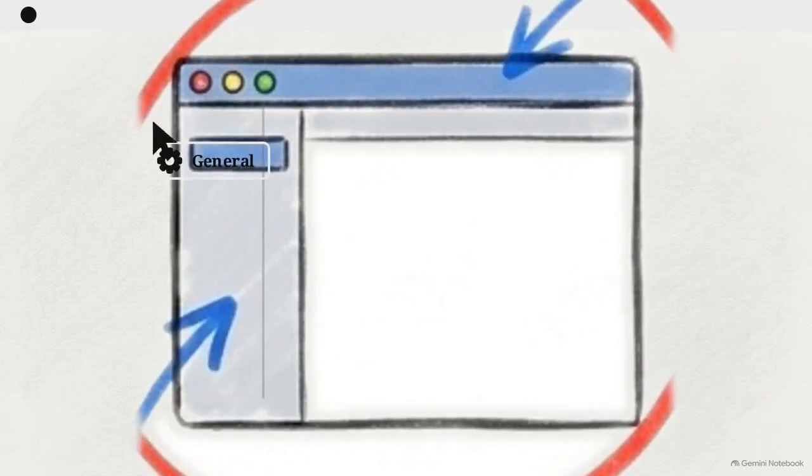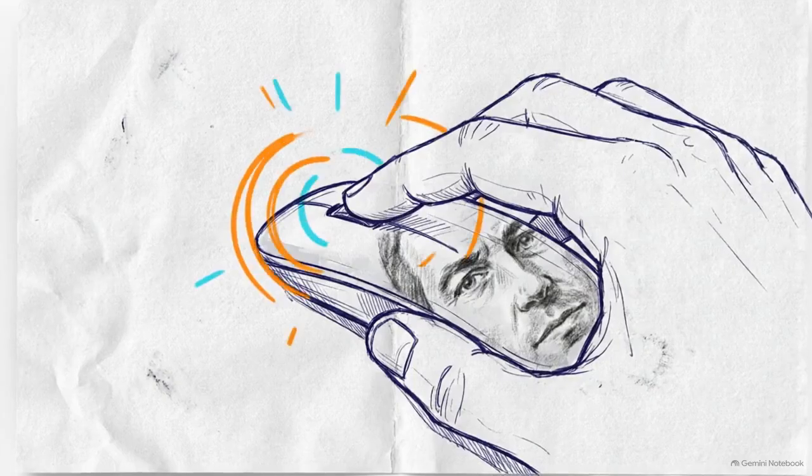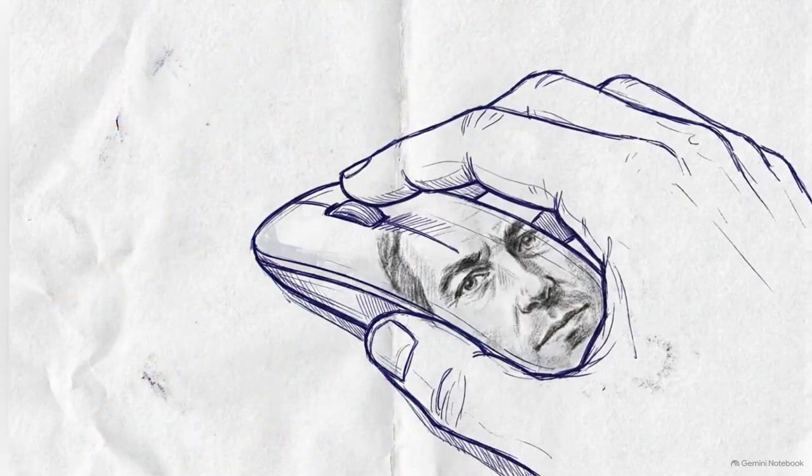Mac users will find these settings by clicking the Apple menu and selecting System Settings. Within the window, click General in the sidebar, then Login Items. This displays the background applications tied to your profile. Accessing these menus is the first step in taking back administrative control over how your hardware resources are used.